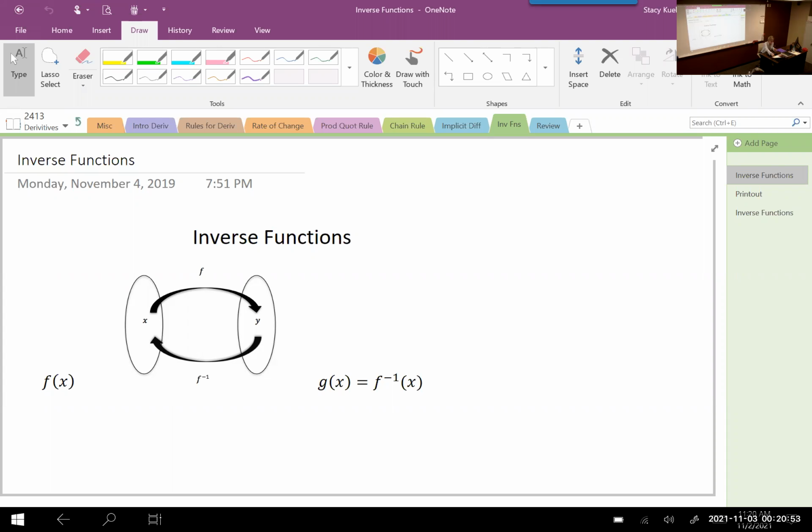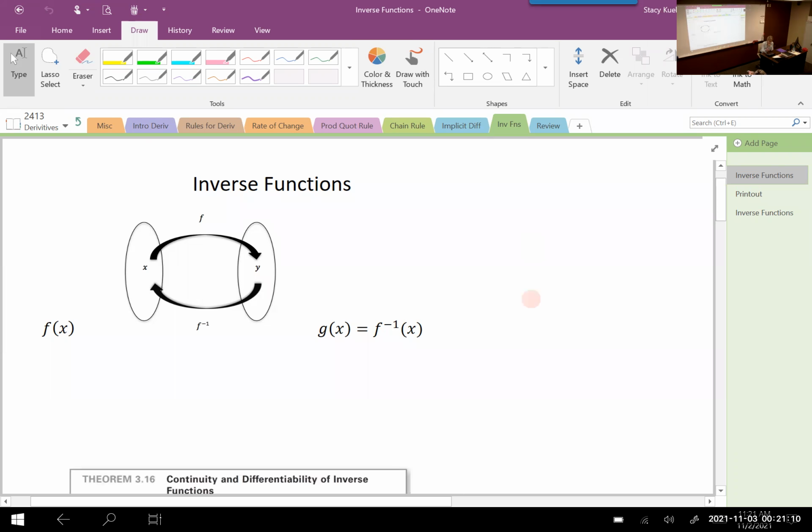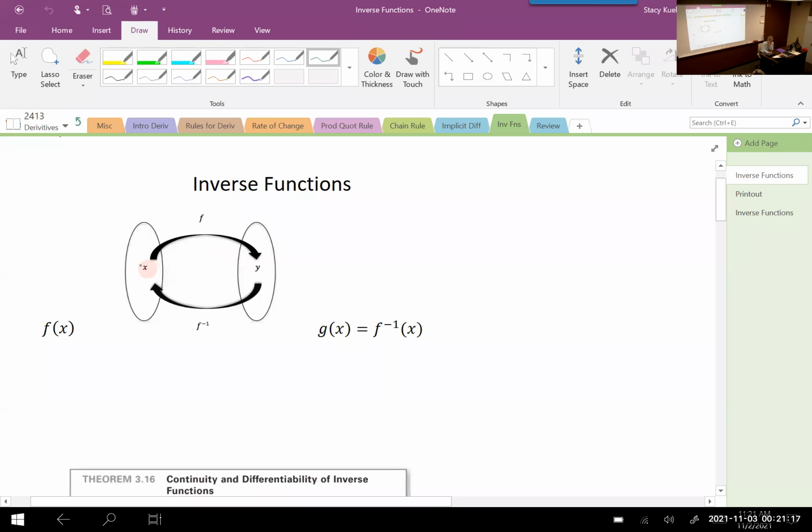But I do want to talk very briefly about inverses as well as their derivatives. Because again, the highlight of this particular section is more about trig inverses as opposed to just the derivative of inverse functions.